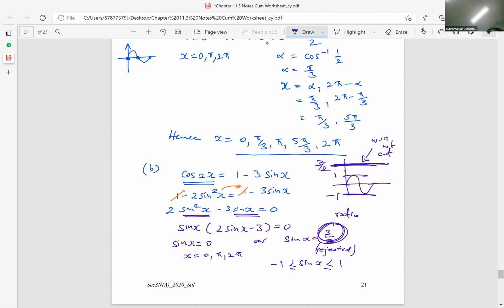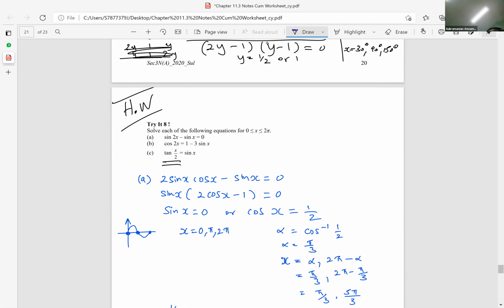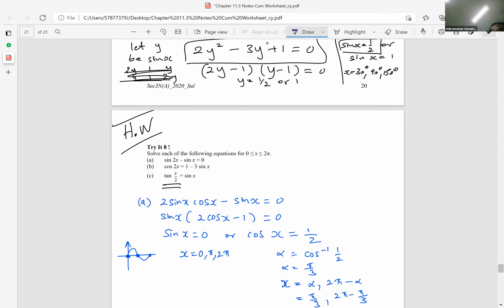I don't have space here, so I'm going to take up some space from the top. Okay, sorry. So you have tangent x over 2 equal to sine x. Now over here, what do you think you should use? It's a half angle here. What can you use, or what should you use?